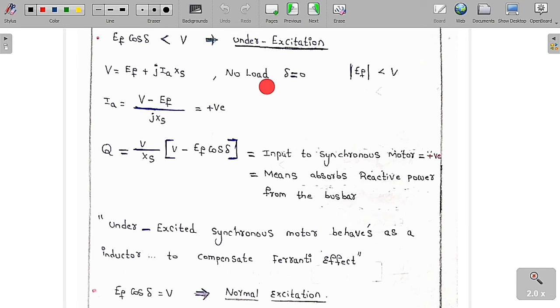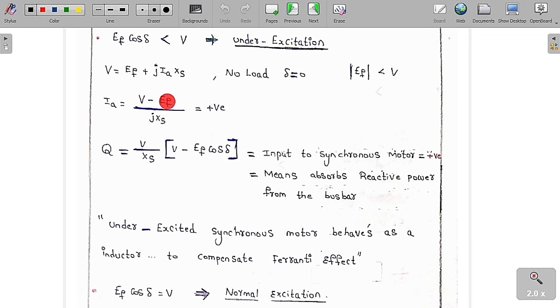At no load condition, here also I am going to assume the no load condition, delta is nearly equal to 0, but I am going to assume this delta is exactly equal to 0. So as I told you, mod of EF is always less than V at under excitation, whether it is a motor or alternator. Then what is the current IA? IA is equal to (V minus EF) by j into XS. So we can say it is a positive value.